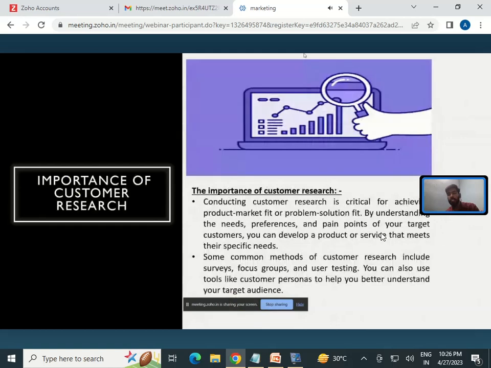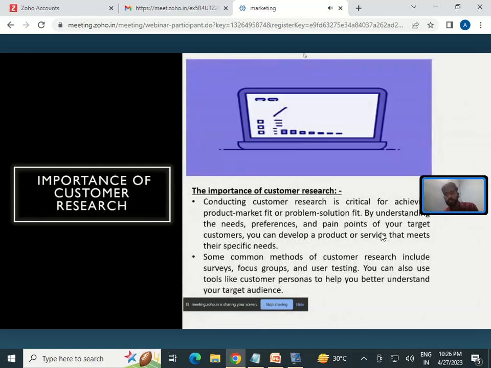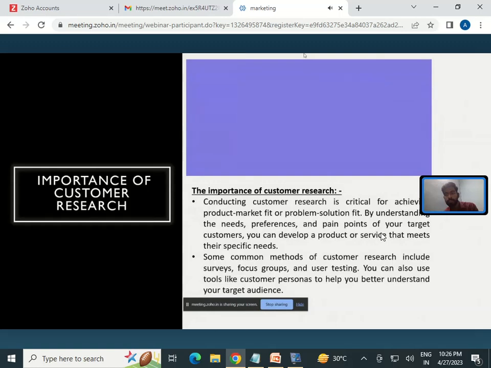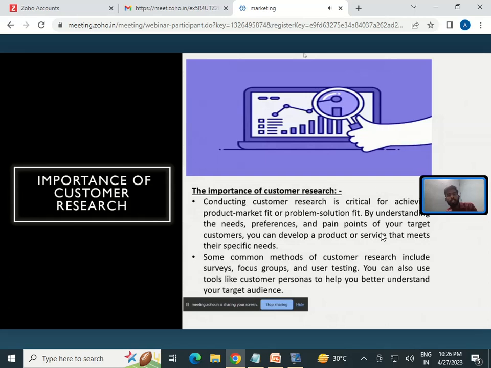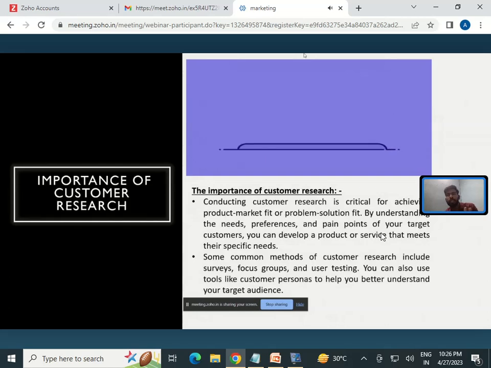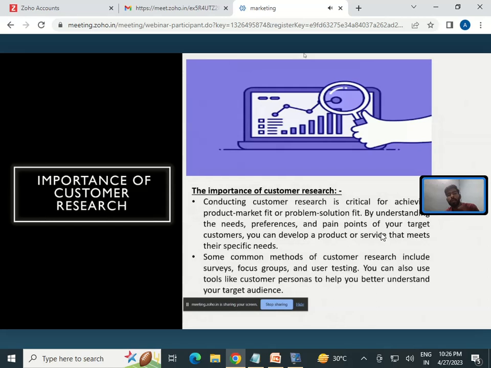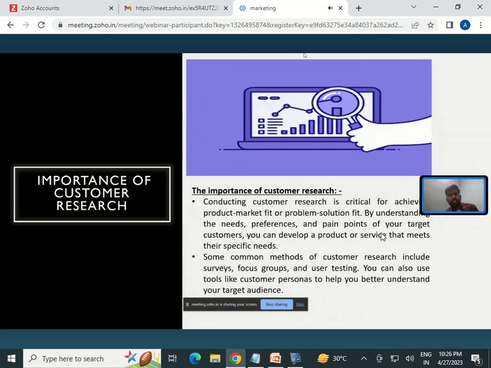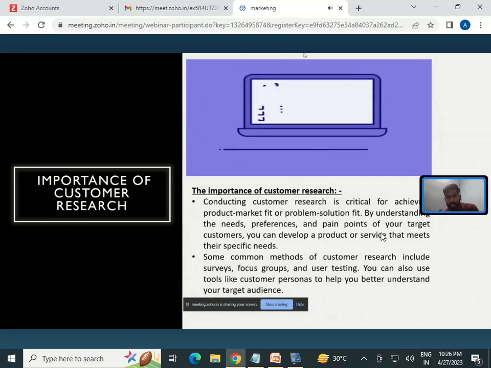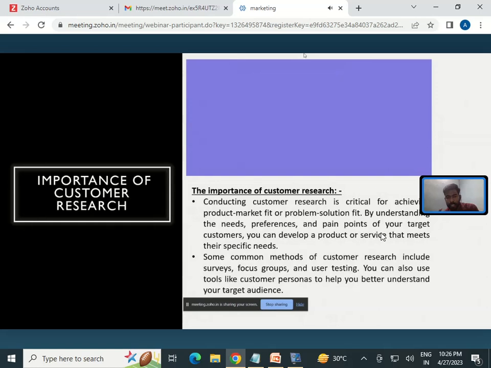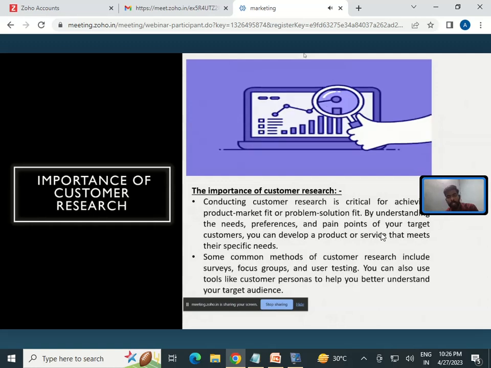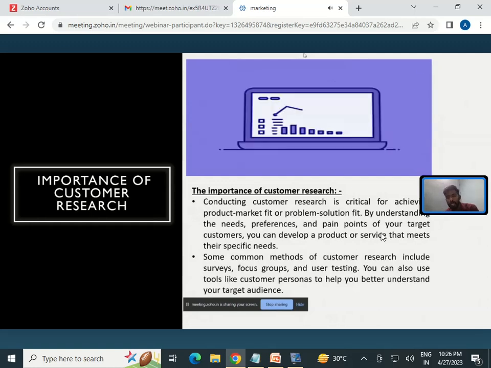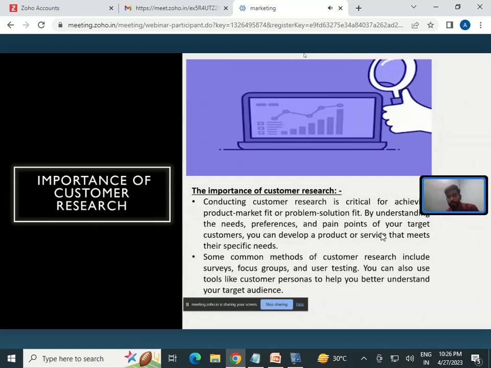Great. Now, the very important term in both of these is customer research. This GIF gives you an idea about what we are talking about. In today's market, data, sharing information about what kind of things customers need, is a very big business in the international market or any technical market. Conducting customer research is critical for achieving product market fit or problem solution fit by understanding the needs, preferences, and pain points of your target customers. You can then develop a product or service that meets their specific needs.